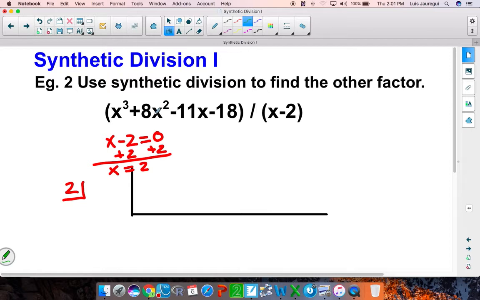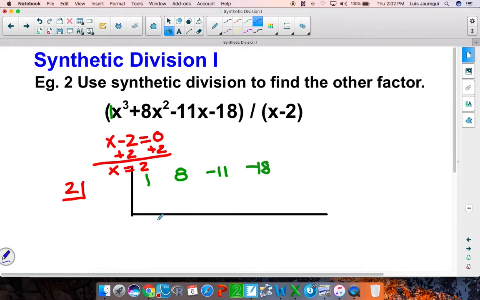Now, let's go ahead and record our values here. In terms of the values, what I mean are the coefficients for each term. So notice here we have an implicit one. So we have the coefficient for x cubed is 1. Then the coefficient for the quadratic term is 8. The coefficient for your linear term is negative 11, and the constant term is negative 18.